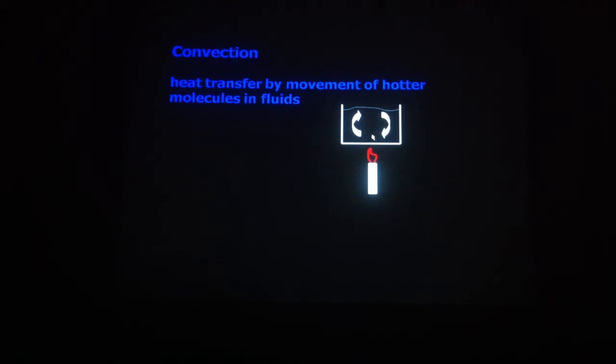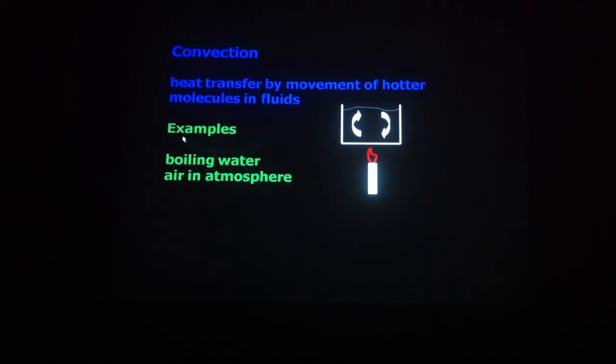We also talked about how this happens at the beach, where during the daytime, the air is hotter over the land, and that air rises, and then cooler air from over the ocean rushes in to take its place, and we get a sea breeze. And during the nighttime, the air is actually a little bit warmer over the ocean. That air rises, and cooler air over the land takes its place, and we call that a land breeze at night. So we see examples of convection in boiling water, also in the air in our atmosphere.